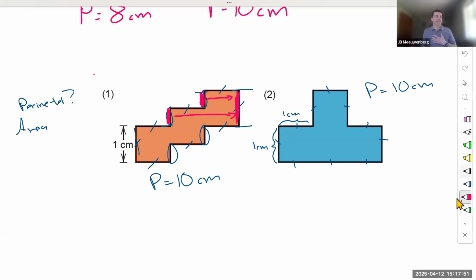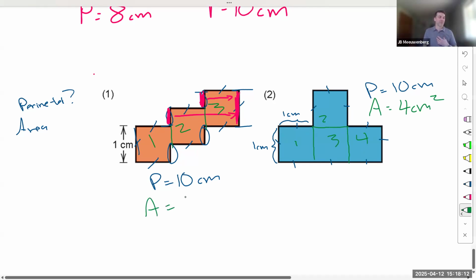But what about the areas of these? Well, again, the first one, if I draw some guidelines there and there, and here, we can see that the area of this is going to be 4 centimeters squared. 1, 2, 3, and 4. For the other one, if I draw my line here and here, well, this is only 1, 2, 3. The area is 3 centimeters squared.